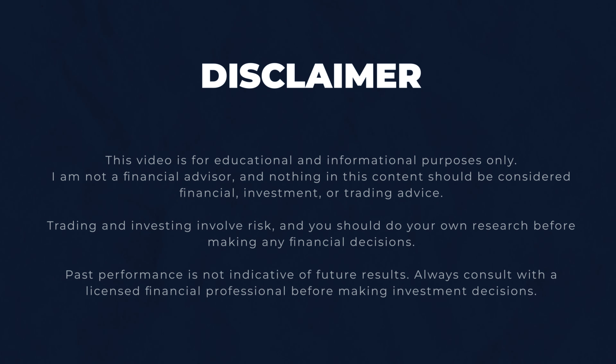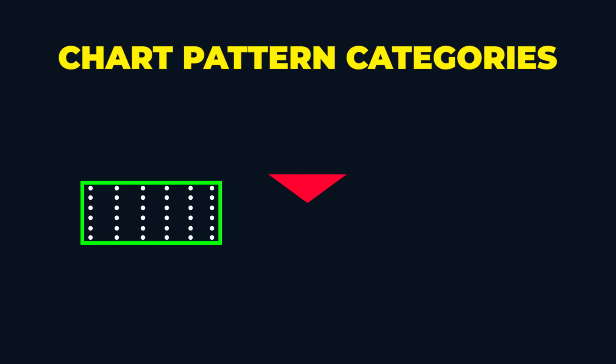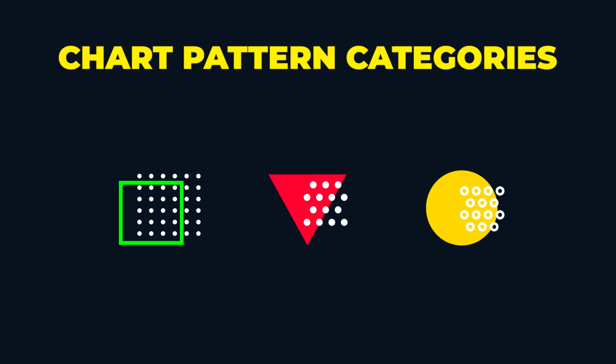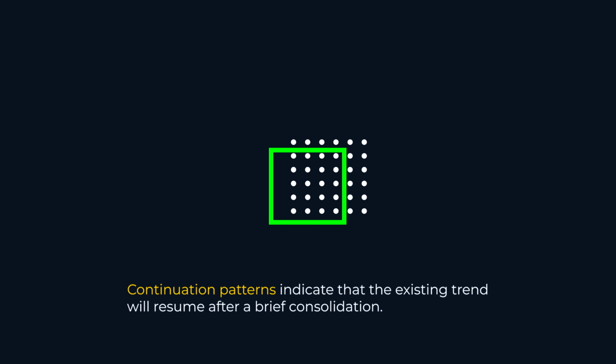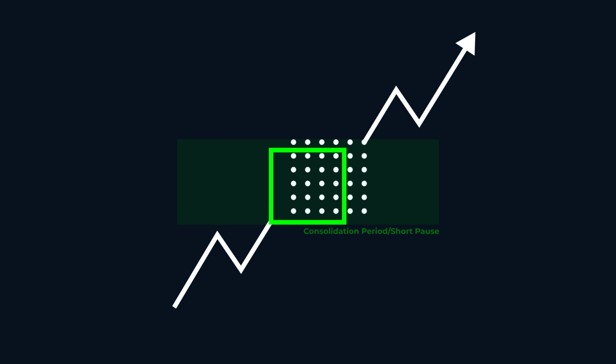Let's get into it. Every chart pattern falls into just 3 categories: continuation patterns, reversal patterns, and neutral patterns. Continuation patterns are when the trend is simply taking a breather. If price has been moving up, these patterns suggest it's likely to continue higher after a short pause.